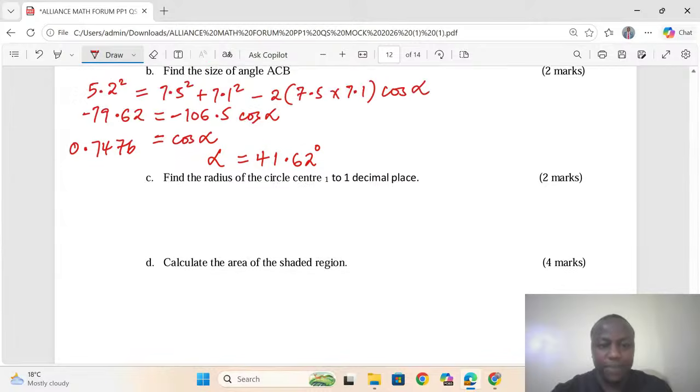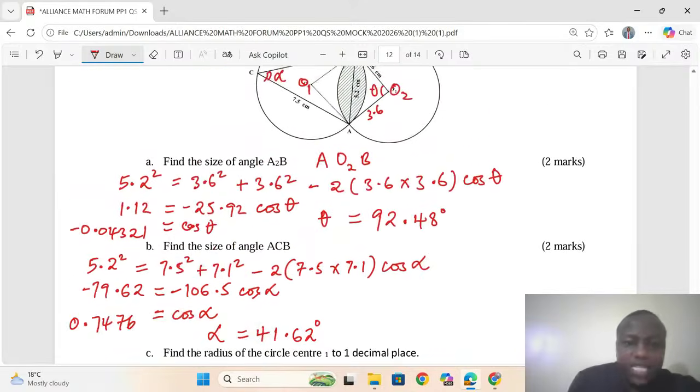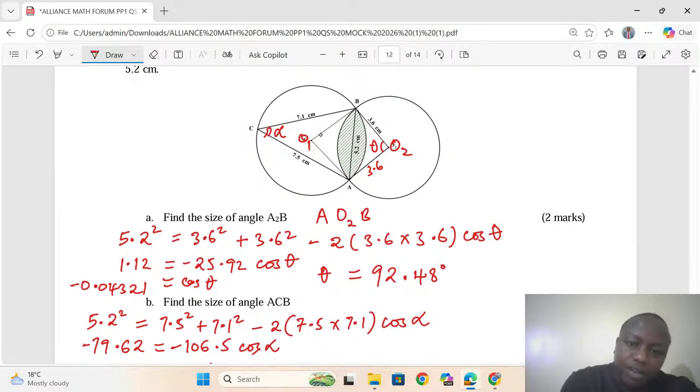Now check this in part C. Find the radius of the circle center 1 to 1 dp. The radius of this circle is being found now, the radius here. This is what we are being told to find.